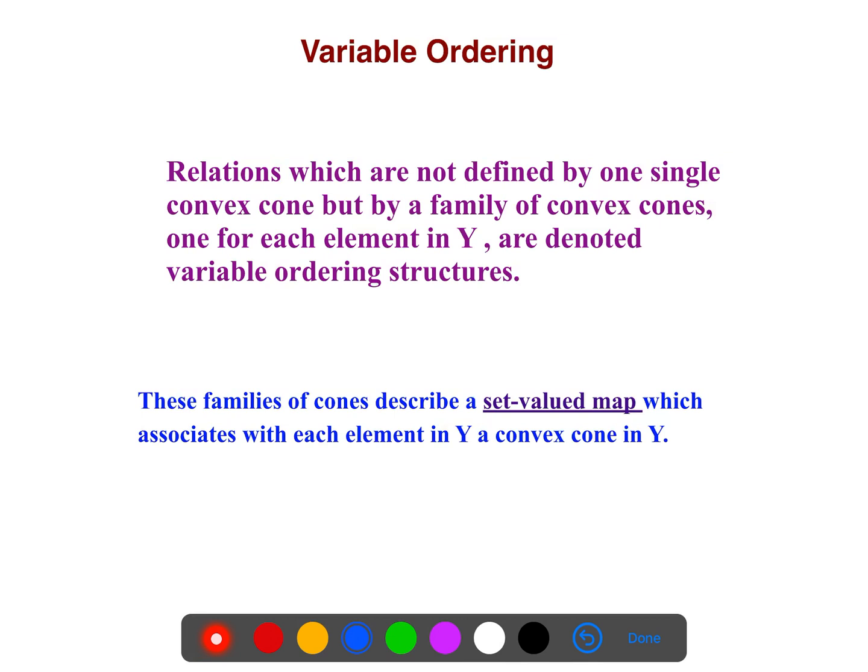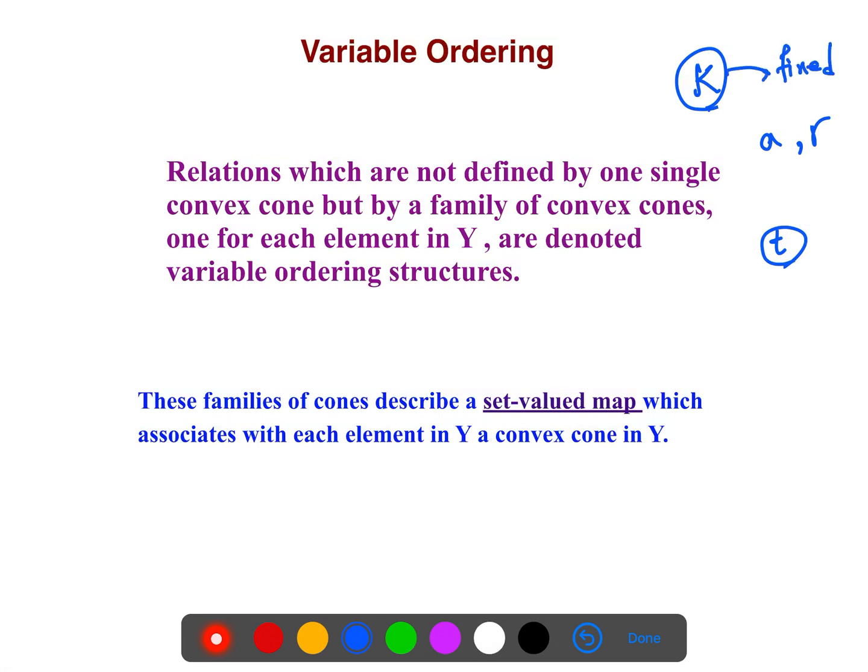Relations which are not defined by one single convex cone, but by a family of convex cones, one for each element, are denoted as variable ordering structures. In the last book of Gabriele Eichfelder, she talked about a cone K that is fixed, and in the postulate of Serafini, we change A and the direction to minimize T, and in that case K was fixed.